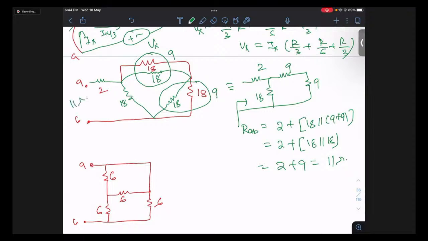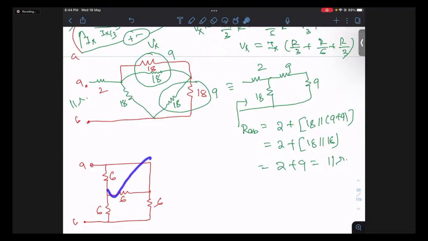Yes, friends, tell me, is it clear to all of you? Is it clear to all of you, please? Tell me yes or no. All right. So this is what we have done here, the star to delta transformations.